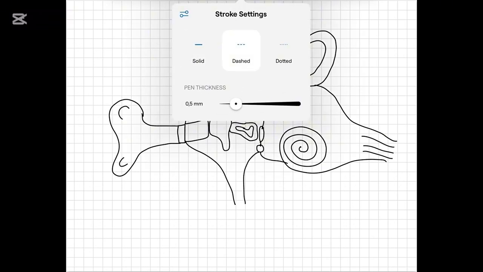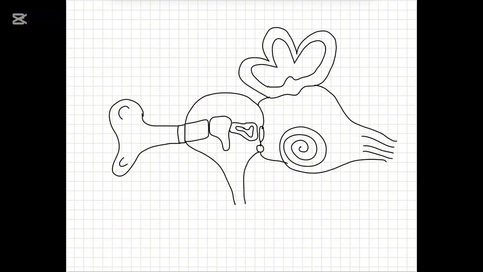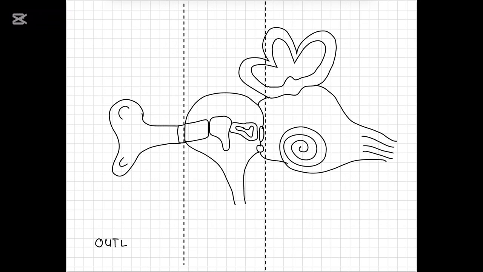I'm going to use dashed lines to separate the outer ear from the middle ear and the inner ear. Just draw a straight line going downwards for the 3 parts. Then we are going to label each part as the outer ear. Then the middle ear. And the inner ear.